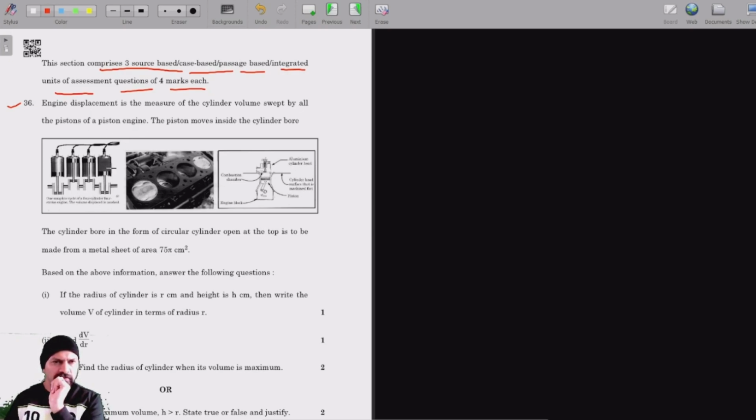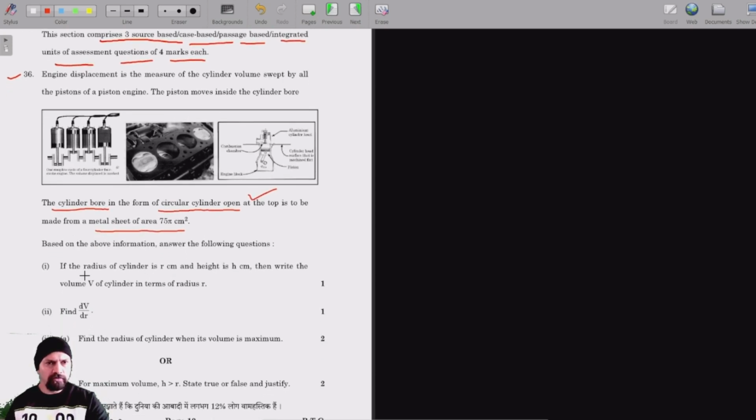So these are the pistons in the engine, and they move in and out in a hole that is called a cylinder bore, which is in the form of a circular cylinder open at the top, and it is made from a metal sheet of area 75 pi centimeter square. And once you have read the information and understood, you have to answer the following questions.